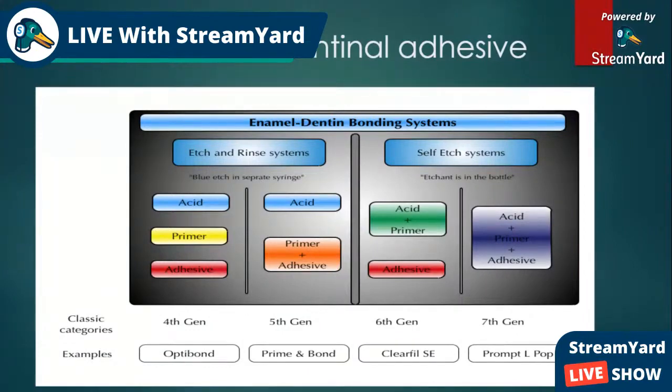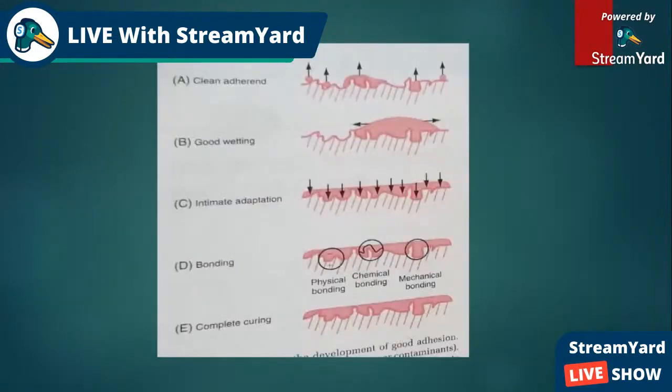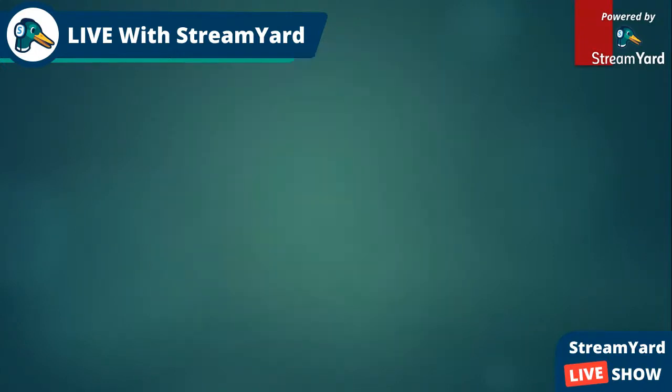So in the self-etching system, there is the acid primer and then the adhesive. So you don't wash it off, you just apply both the liquids and then place the composite. And in the seventh generation, you just apply it and it will self-etch, and the primer and the bond and the adhesive are combined, so you don't have to wash it off. Okay, so I have explained that first you remove the smear layer, then you apply the bonding agent, which also has the primer in it, and then you cure it to form a hybrid layer, and then you apply the composite in increments.